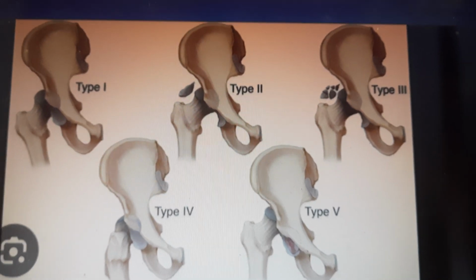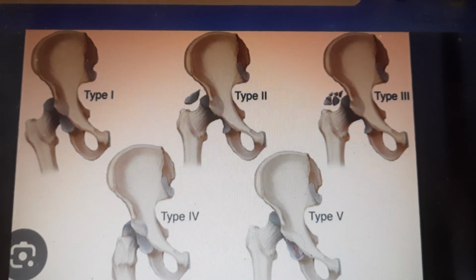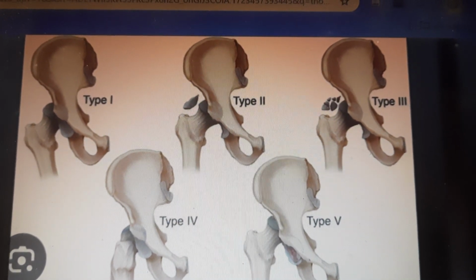Thank you. That is all about Thompson and Epstein classification of posterior hip dislocation.